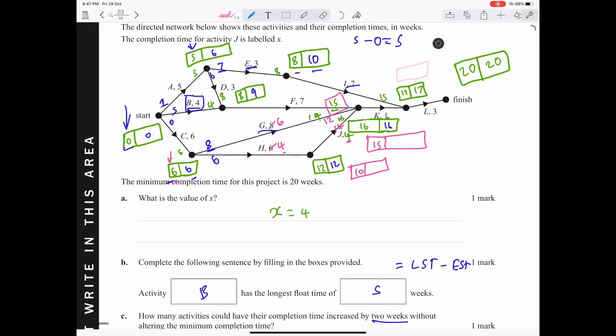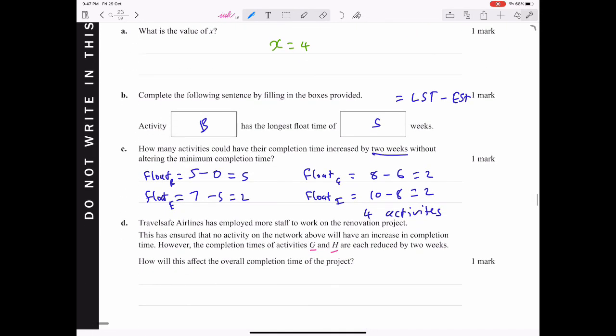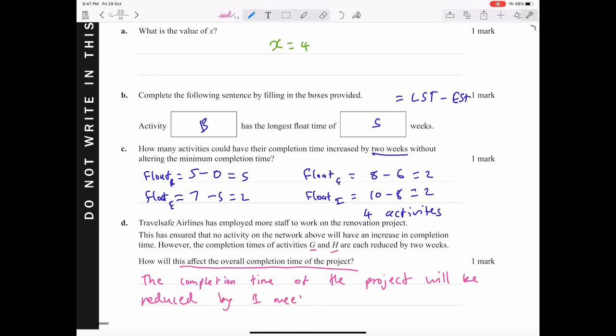And if we draw a new box over here, this has remained unchanged. And 15 plus 1 is 16. So therefore, largest number is 16. Put 16 in the box. 16 plus 3 is 19. So therefore, our new minimum completion time is 19 weeks. So the question is asking, how will this affect the overall completion time of the project? The completion time of the project will be reduced by 1 week, and I'll just put that in brackets. The new completion time is 19 weeks.